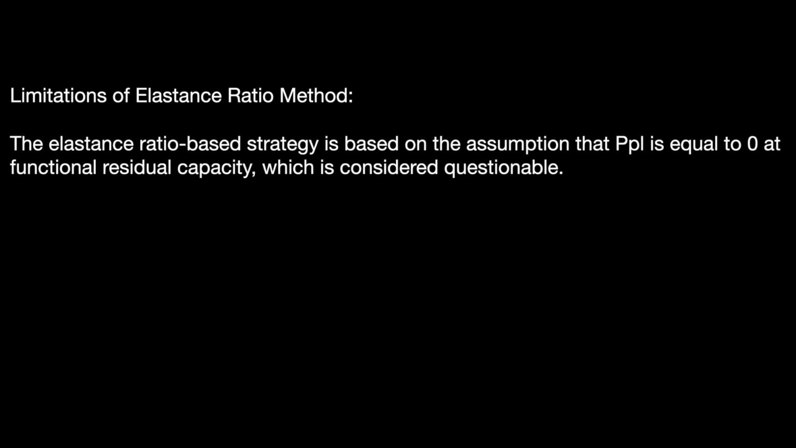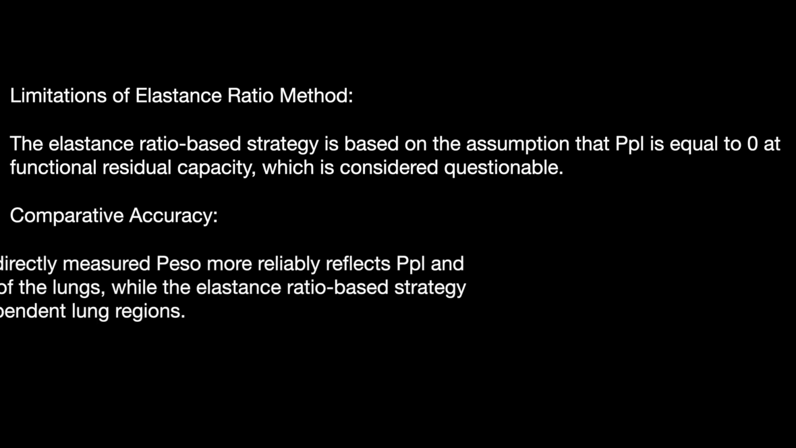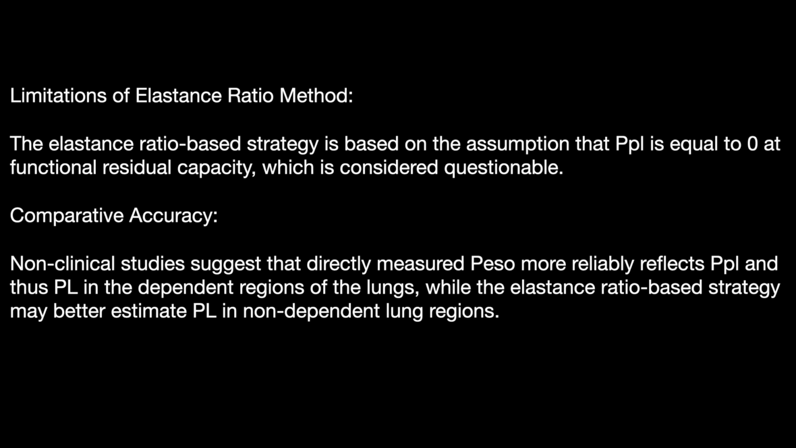So there are some limitations of the elastance ratio. The elastance ratio based strategy is based on the assumption that the pleural pressure is equal to zero at the functional residual capacity, which can be considered questionable. Now, comparative accuracy: non-clinical studies suggest that directly measured esophageal pressure is more reliable, reflecting the pleural and thus the transpulmonary pressure in the dependent areas of the lungs, while the elastance ratio-based strategy may be a better estimate in the non-dependent areas of the lung.